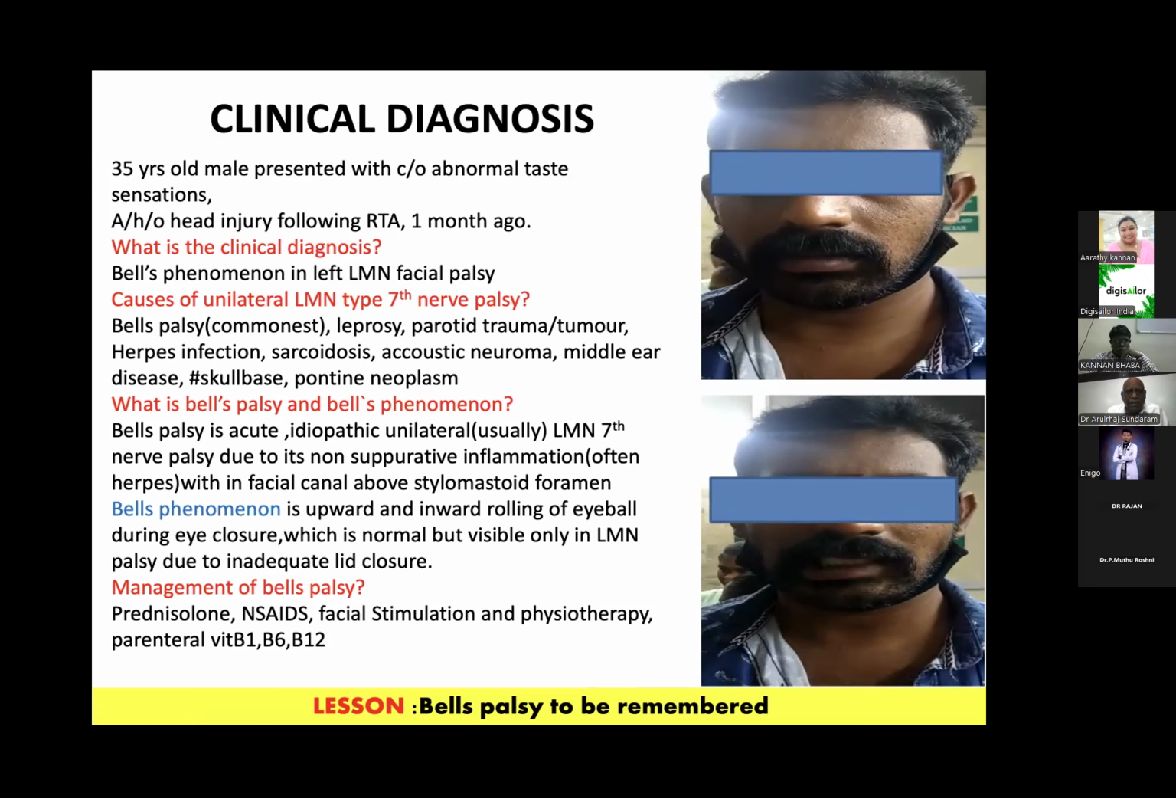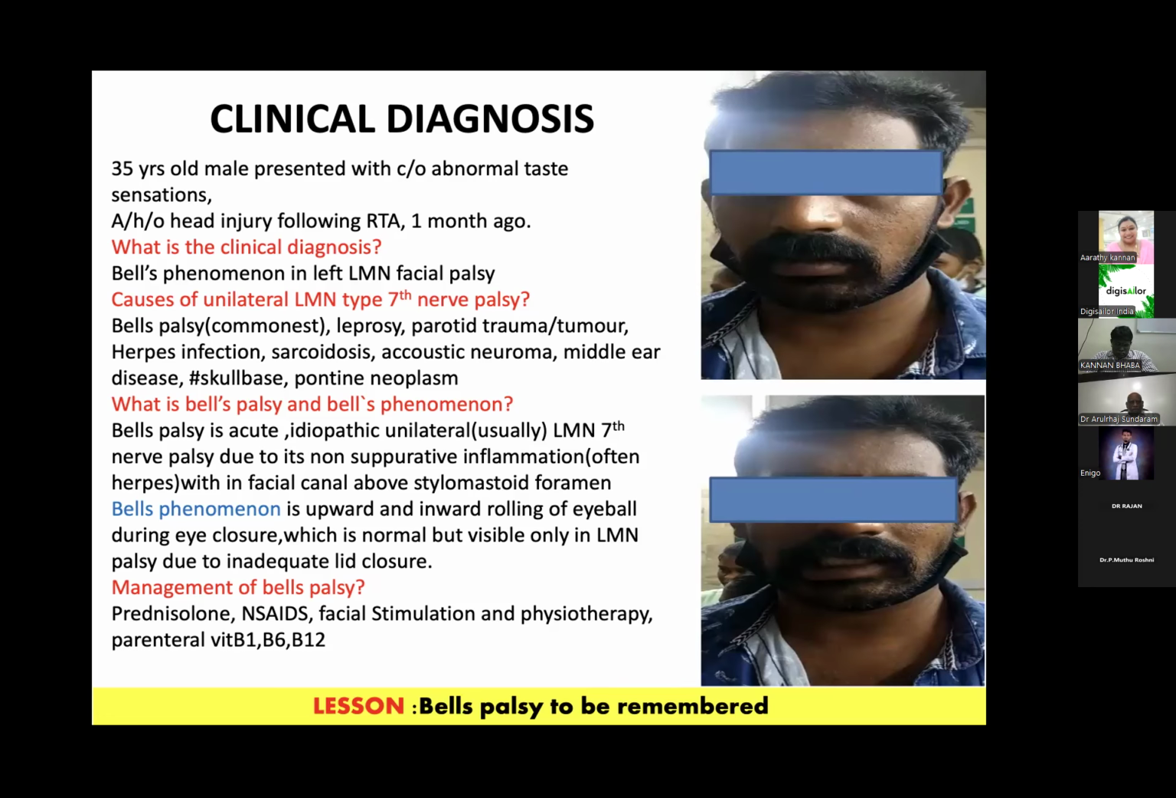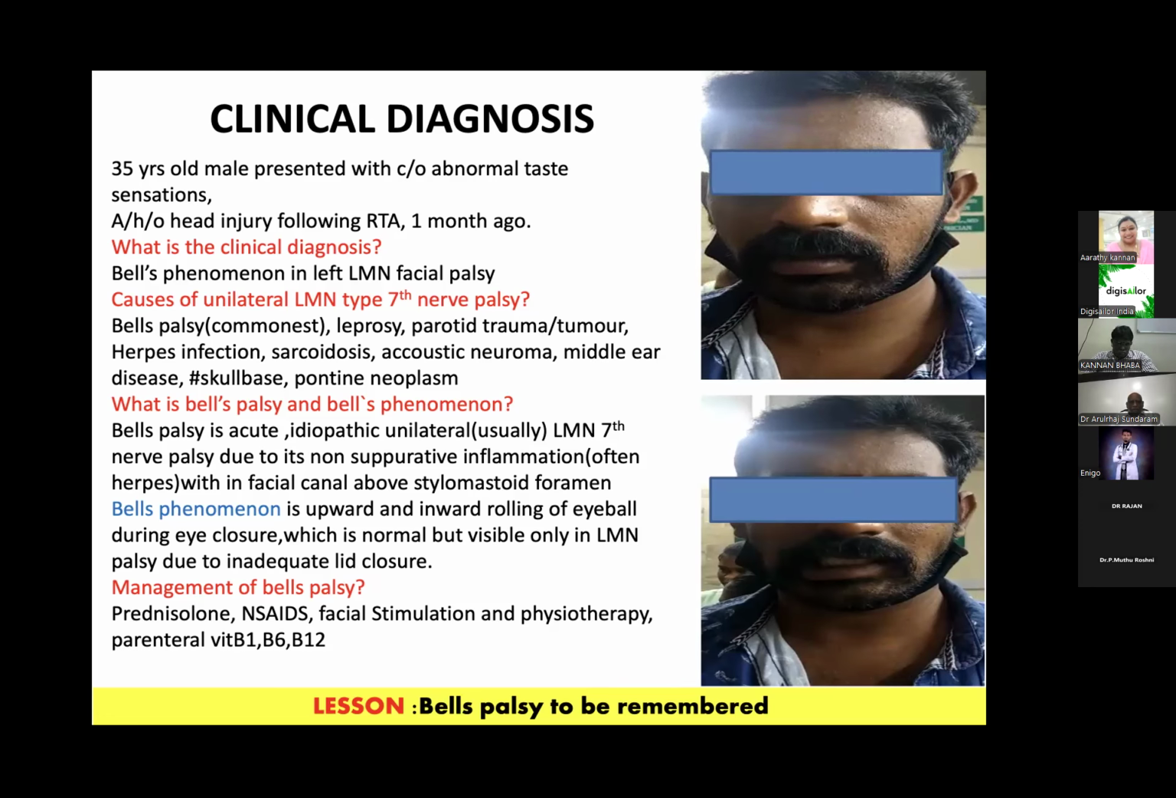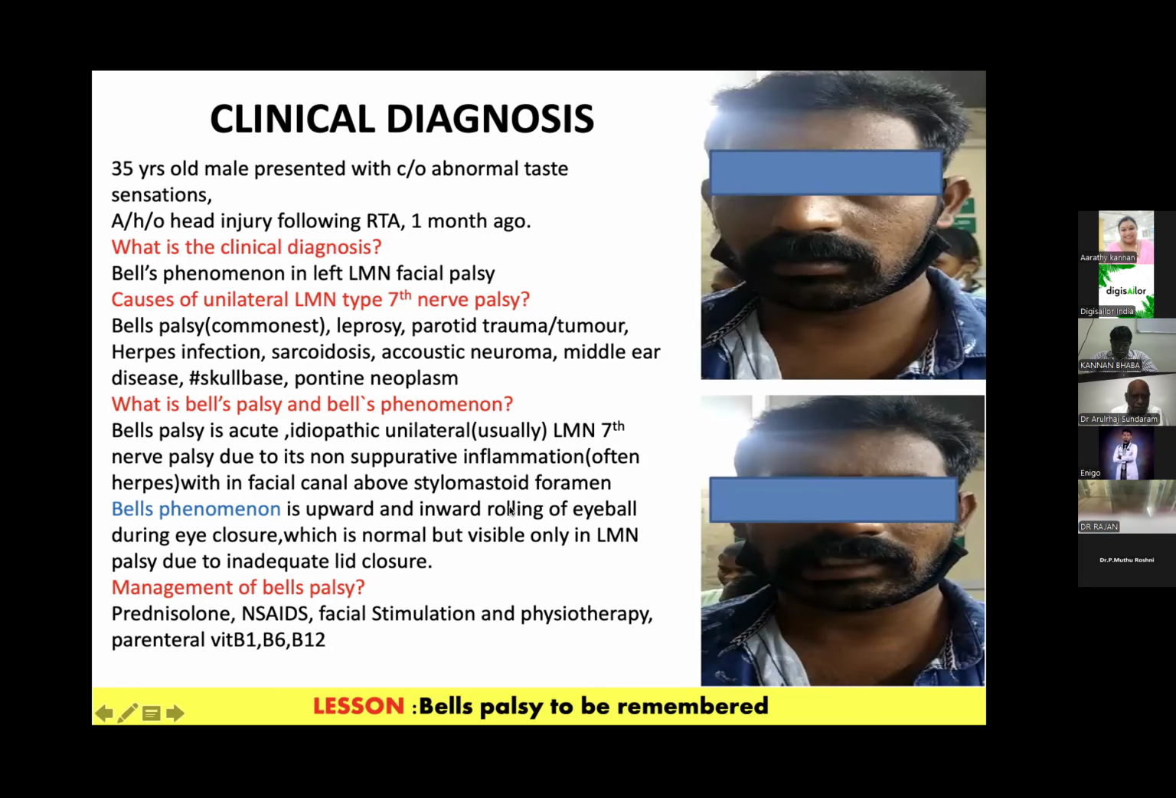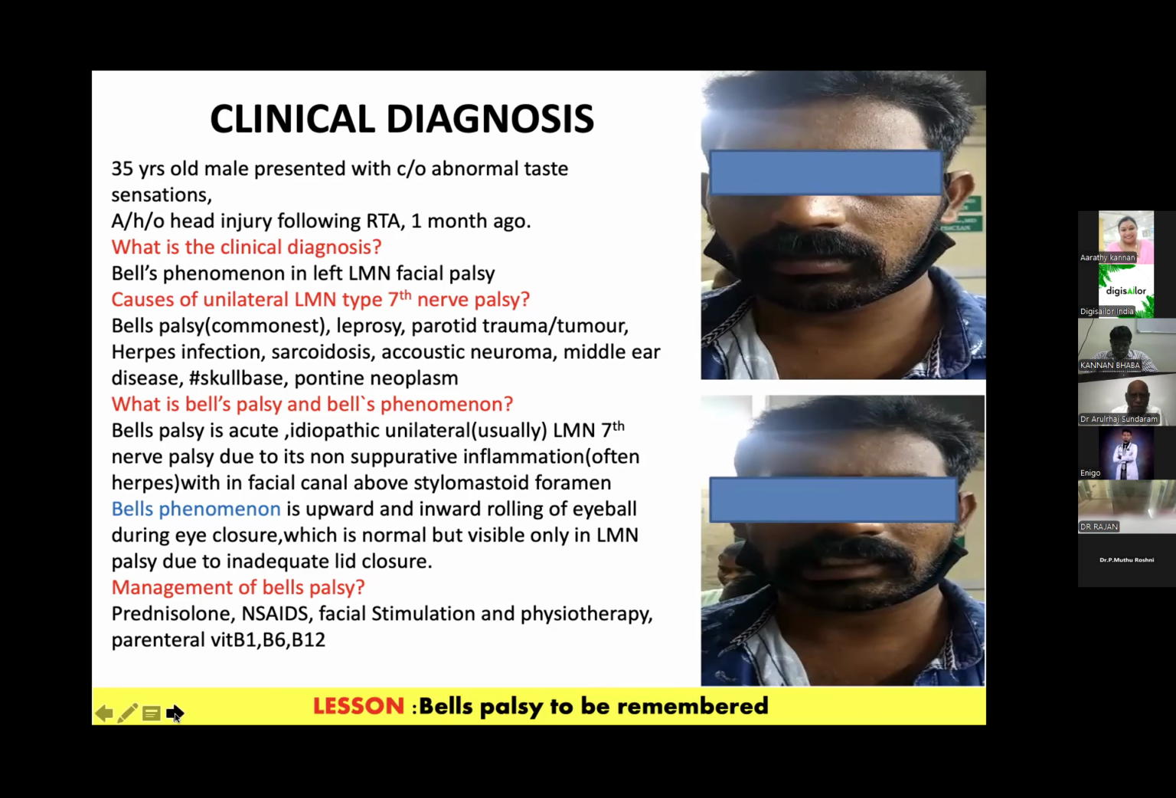Usually, this is a complication. We used to say it is immunological or viral, but it can be following a trauma, which is ignored for some time, as in this boy. A simple stimulation, physiotherapy with a short course of steroids will always be beneficial to the patient. He also improved well.